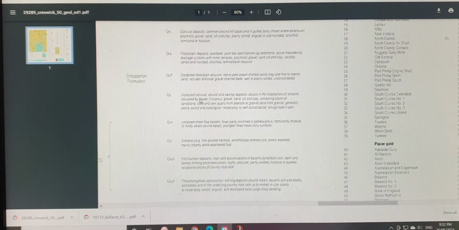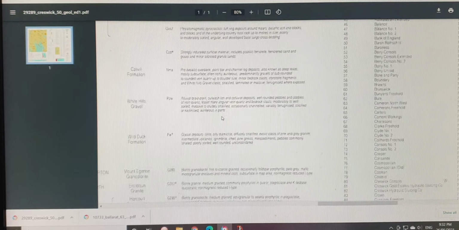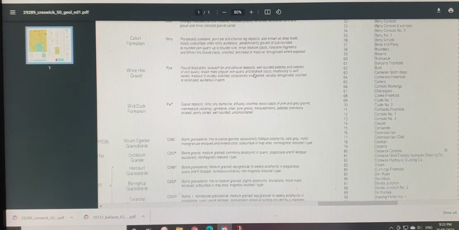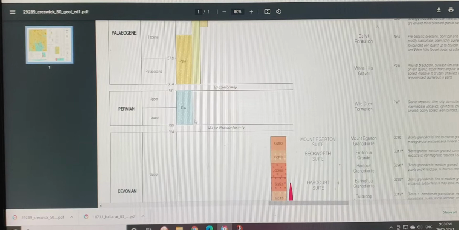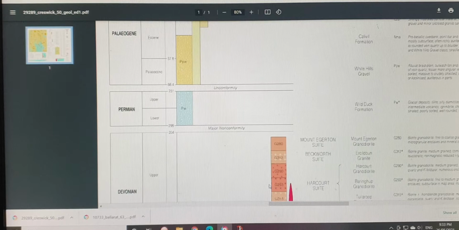very small percentage of the matrix, and most of it's probably, see, so you got sand from granite, generally poorly sorted and angular. And so when you look at these maps, look at the geological formation, because you also got angular quartz veins, bedded class. And that's a White Hills gravels. That is Paleogene. So, Paleocene. So that's 66 to 57.8 million years ago.